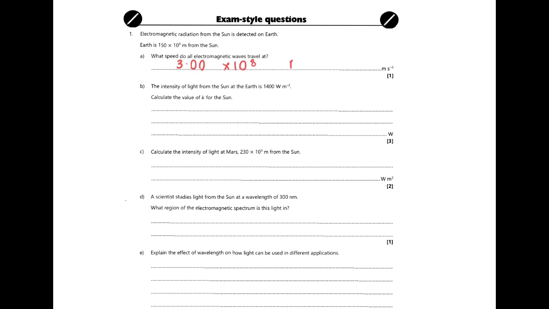So in class sometimes we write meters per second like this, but this has already given it to you as meters seconds to the -1. They mean the same thing. Part B, the intensity of light from the Sun at the Earth is 1,400 watts per meters squared. Calculate the value of K for the Sun.